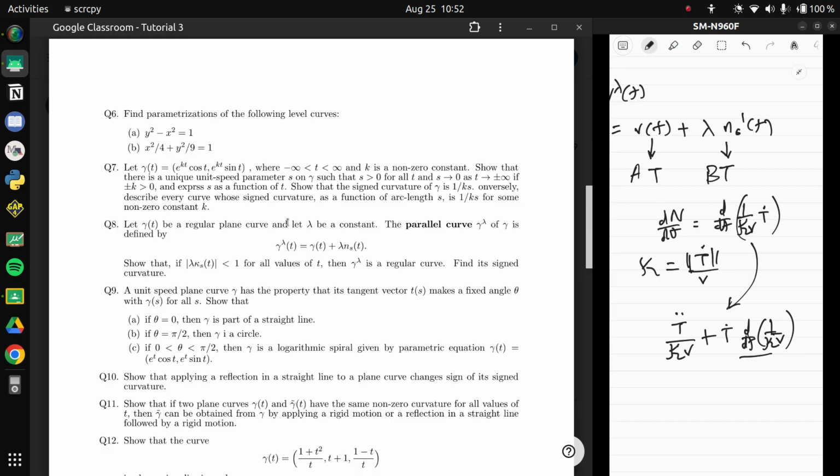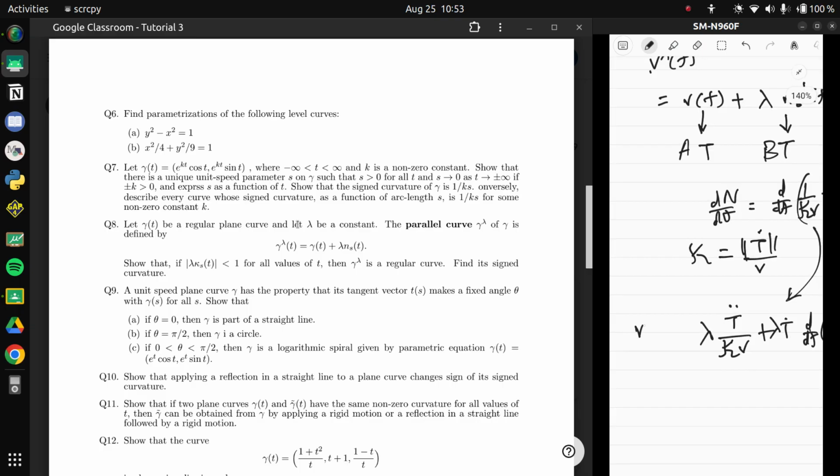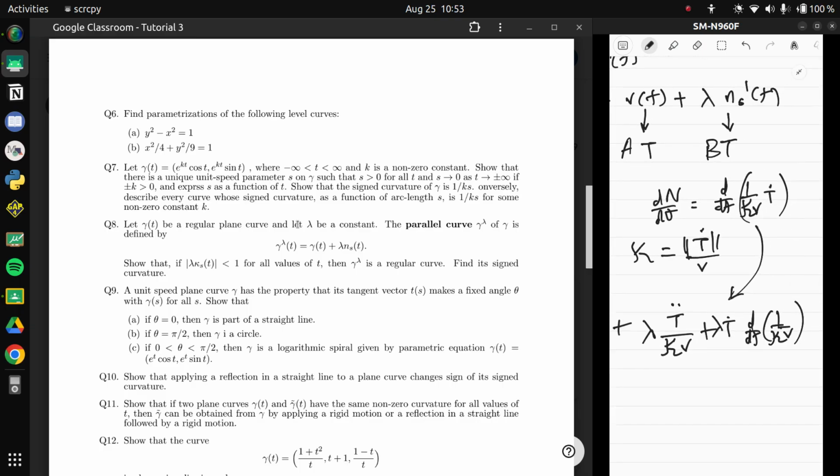These are just scalars. T dot is in the direction of n, and T double dot is in the direction of T. So we got T double dot over there, and lambda times that. Just lambda times this, lambda times that, plus v of t. So what I should be saying is something like v of t plus this stuff. That seems okay. Now the thing is, T double dot, what is the direction of that?